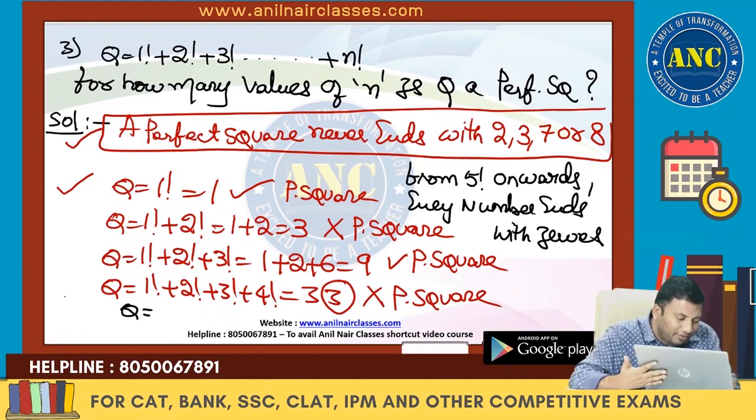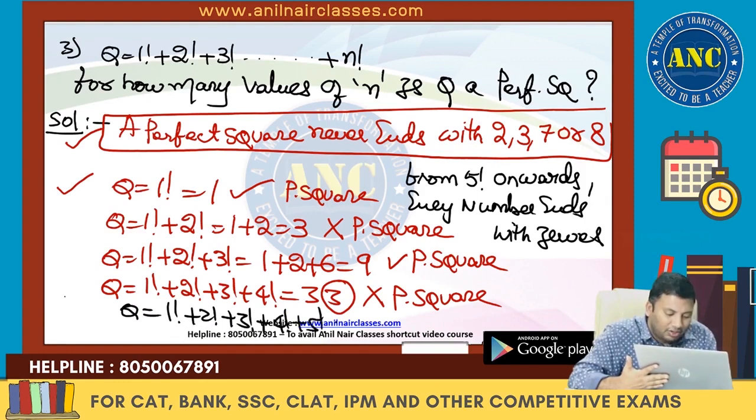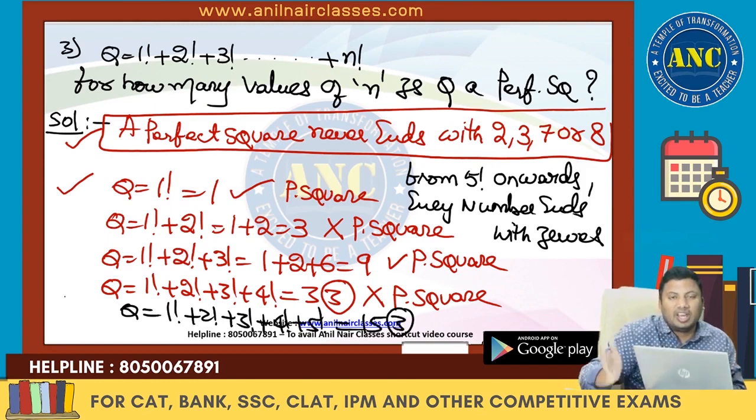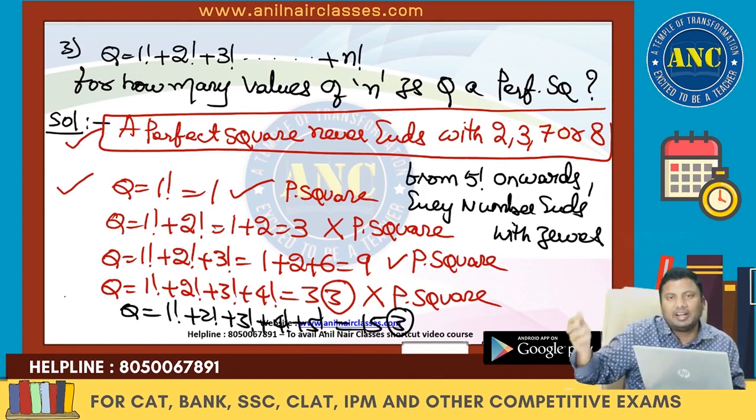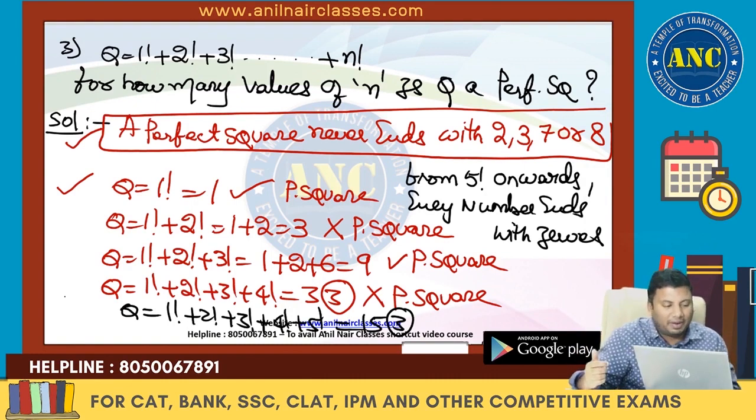Suppose I take 5 factorial, which is nothing but 1 factorial plus 2 factorial plus 3 factorial plus 4 factorial plus 5 factorial. This is 153. What is the unit digit? 3. From 5 factorial onwards, every number ends with 0. 0 plus the previous sum is 3. That means after 5 factorial, if we add 5 factorial, 6 factorial, any factorial, every time the unit digit will be 3. But a perfect square never ends with 2, 3, 7 or 8.